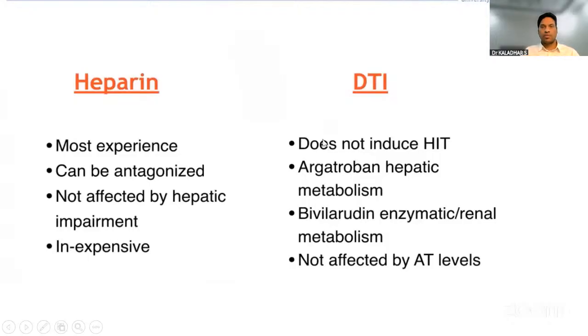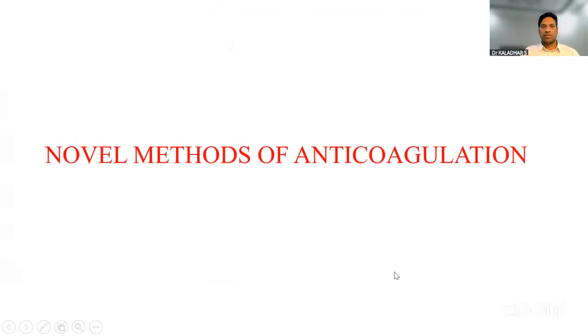Bivalirudin most of the time is more costly, but the advantage of direct thrombin inhibitors is that they do not induce HIT. Argatroban is more of hepatic metabolism. Bivalirudin is more of enzymatic or renal metabolism. Of course, these dysfunctions have to be looked at when we start this anticoagulation, and they are not affected by antithrombin levels. Are there any novel methods?